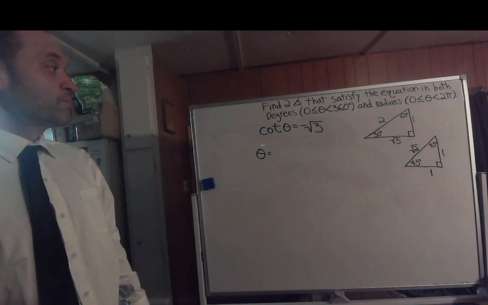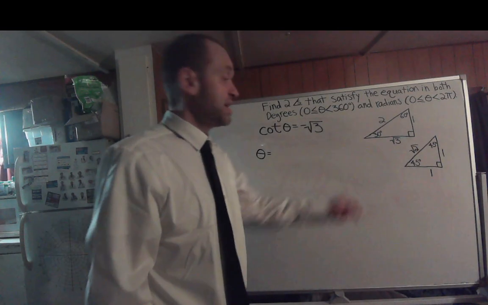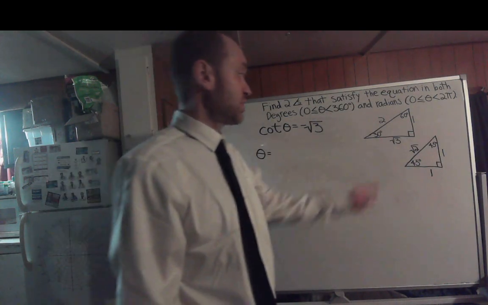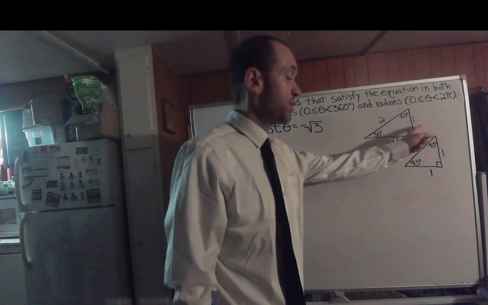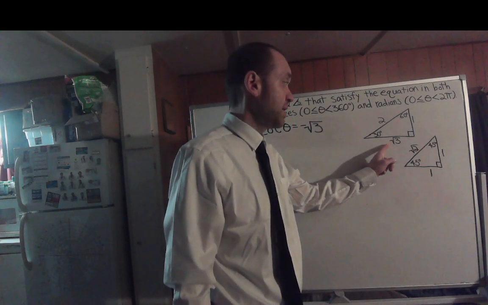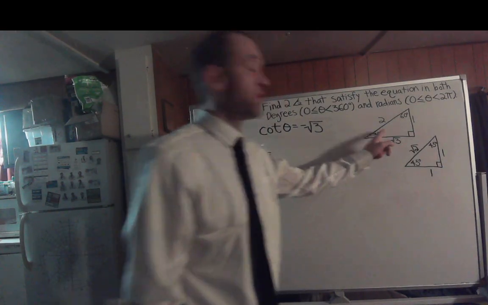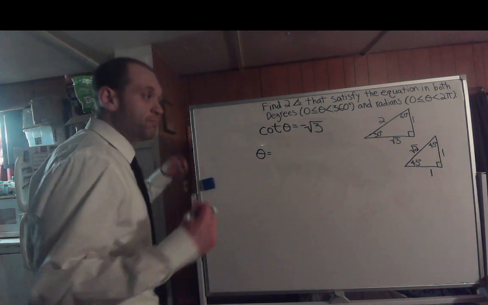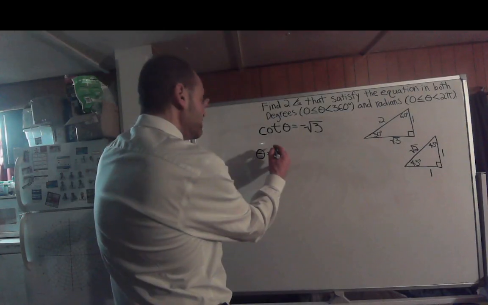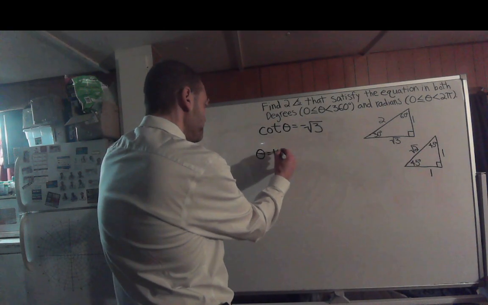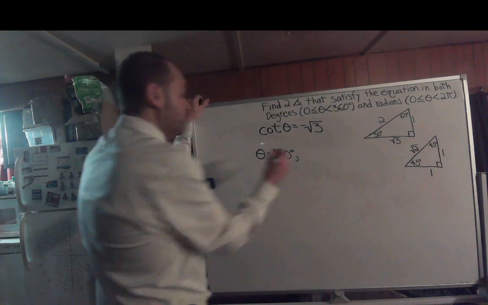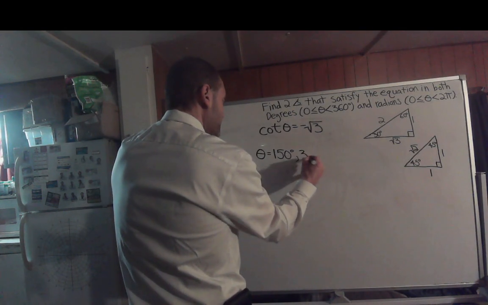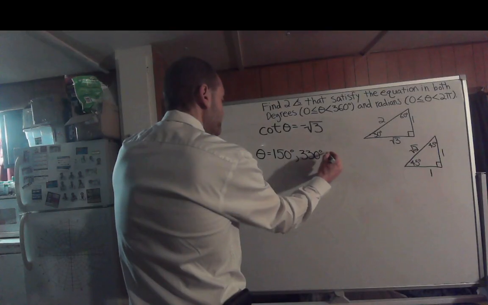So if we look at our 30, 60, 90 right triangle, cotangent, of course, is adjacent over opposite. So the cotangent of 30 is the square root of 3 over 1, which is the square root of 3. So we're going to go based off of a 30-degree reference angle. Well, in the second quadrant, subtract that 30 from 180, you'll end up getting 150 degrees. And then it happens again in the fourth quadrant. So take that 30, subtract it from 360, you'll also get 330 degrees.